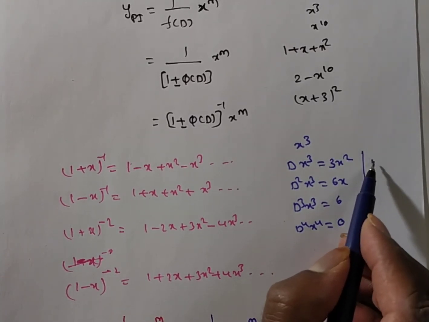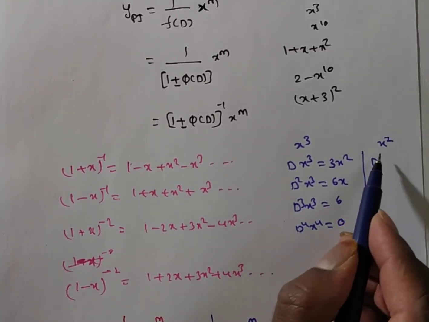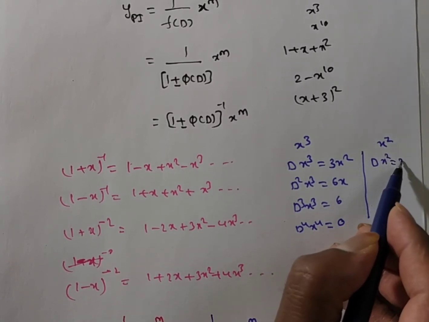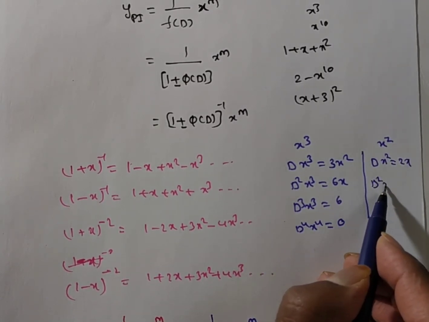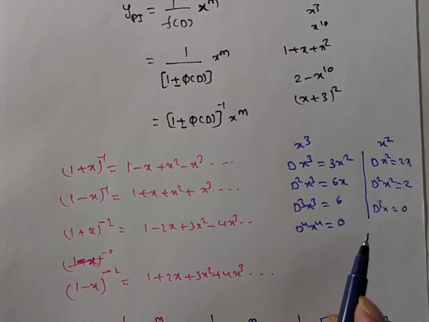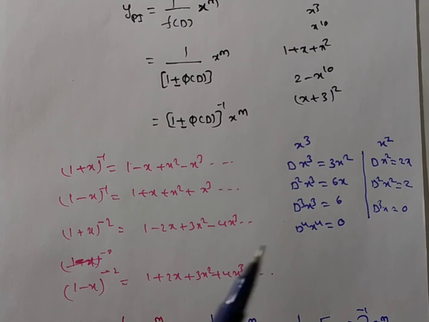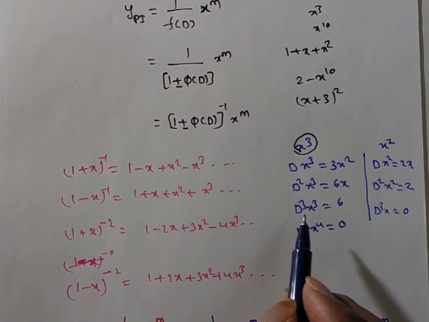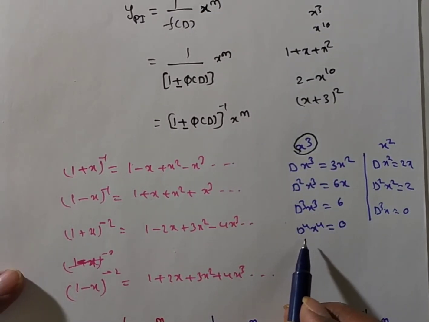You see, let the highest degree be 2. If the index of x is 2, then the derivative of x square is equal to 2x. D square of x square is equal to 2. D cube of x square is equal to what? 0. So friends, by observation, if the index of x is equal to m, like if the index of x is 3, you can differentiate a maximum of 3 times. Higher derivatives will be 0.